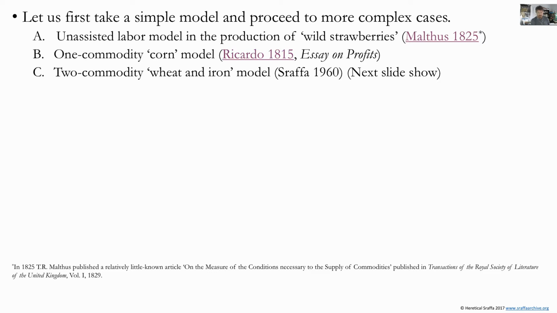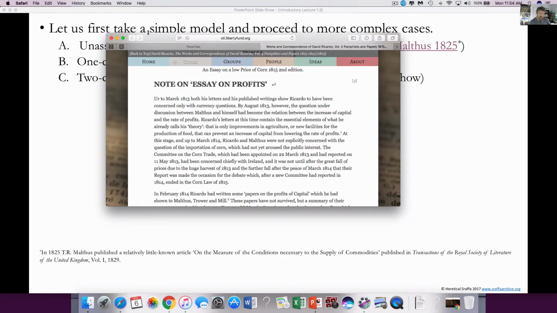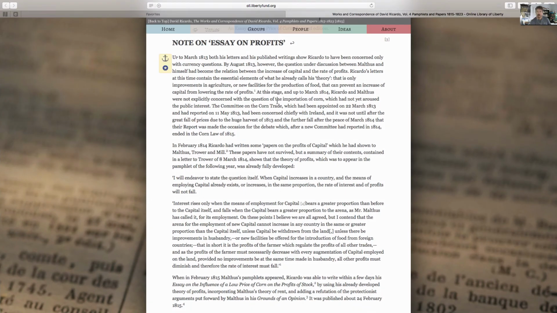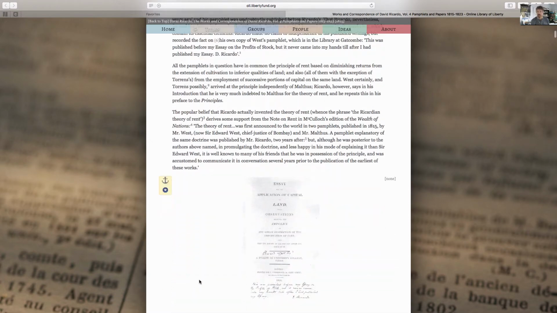Here I hyperlink folks to the online Library of Liberty, which is here. I had said that the online Library of Liberty was a great resource for us to use. This is going to be the essay on profits. The notes on the essay on profits are going to be the notes that Sraffa writes. And so here's your 1815. These are all those different authors in 1815 that wrote on rent that I put in that previous slideshow on the timeline. You can see it there.